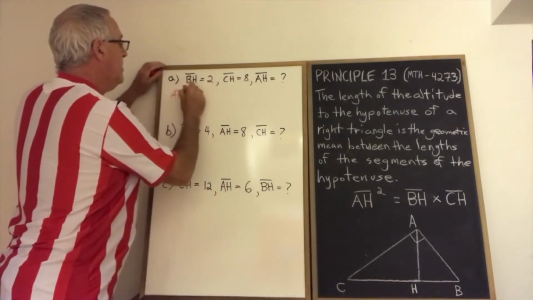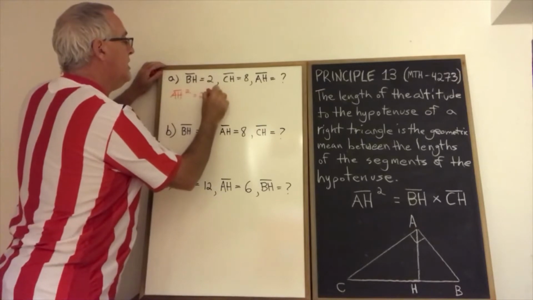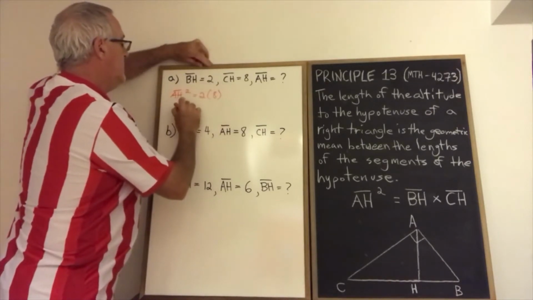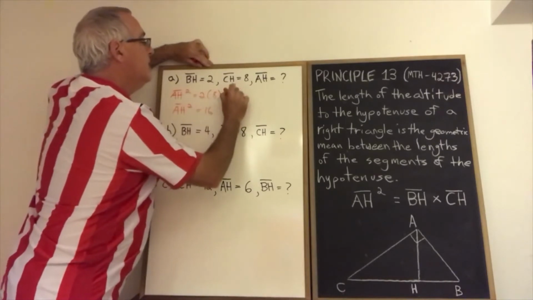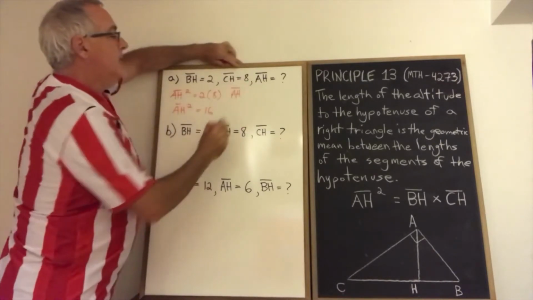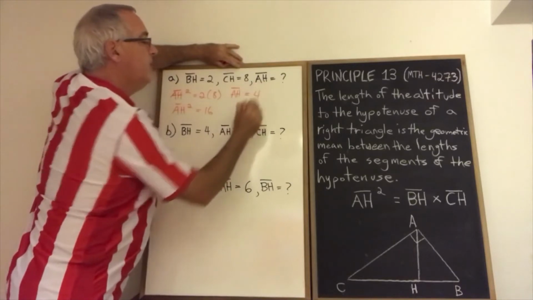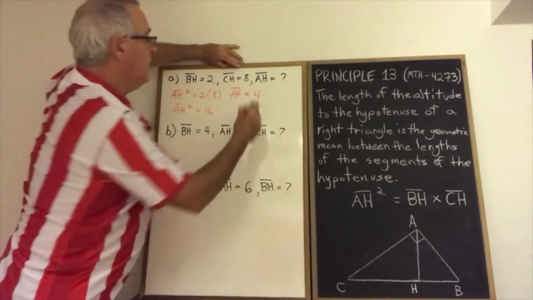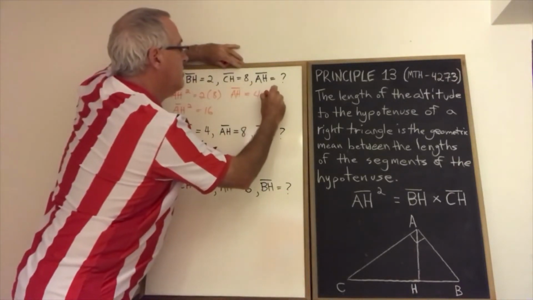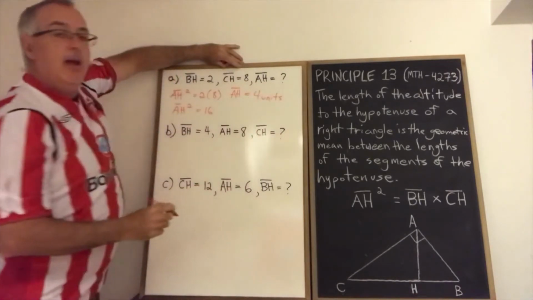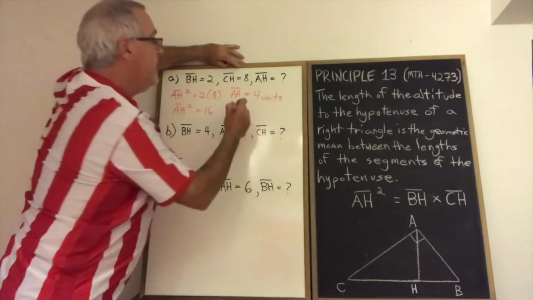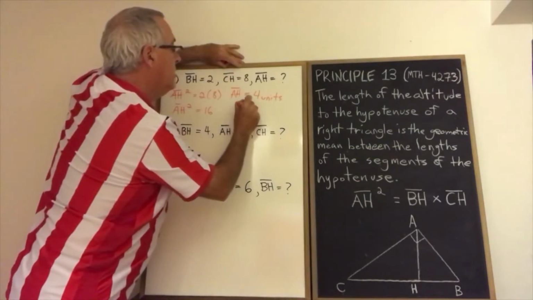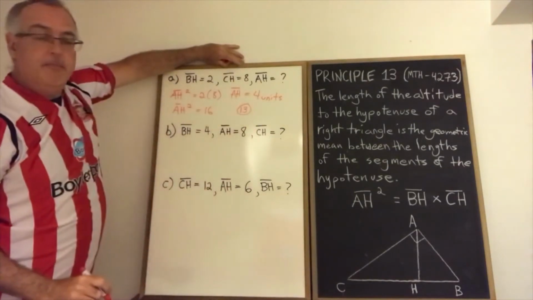AH squared has to be equal to 2 times 8. AH squared, therefore, has to be equal to 16. So AH is equal to the square root of 16, which is 4. No units were given in the question, so I use the word units as my unit. And I'm finished answering the question, except I haven't justified it. And I justify it simply by saying I'm using Principle 13.